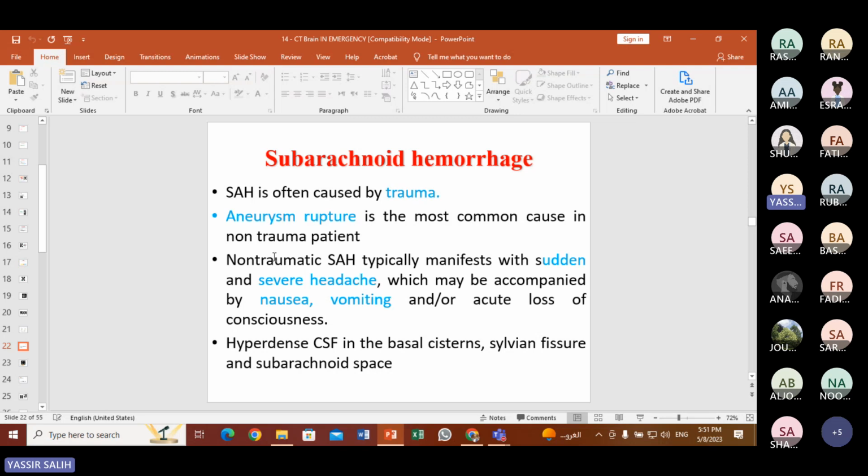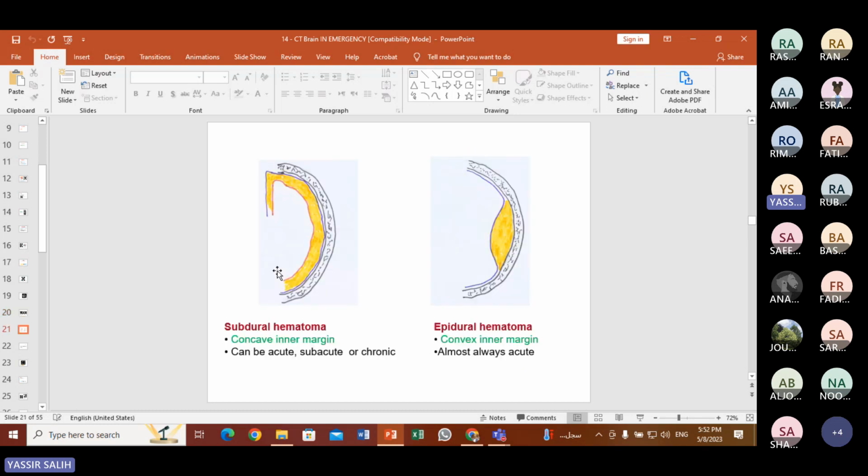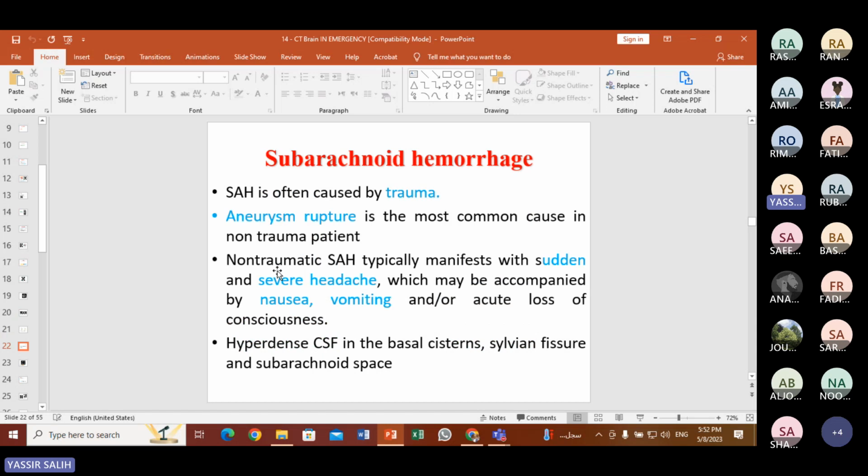So we know normally the CSF. How does the CSF appear on a normal CT? What is its color? Yes, hypodense. Compact hypodense. But in subarachnoid hemorrhage, the CSF becomes hyperdense.